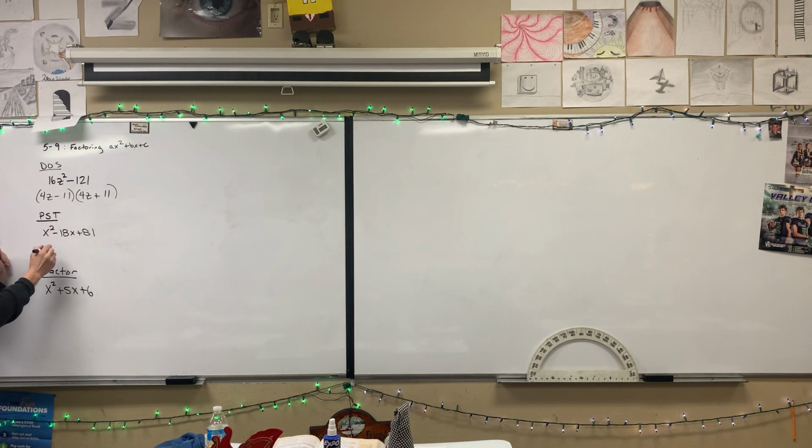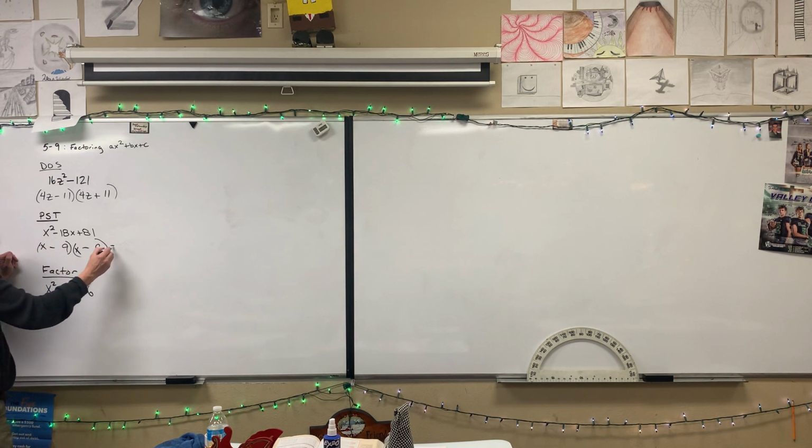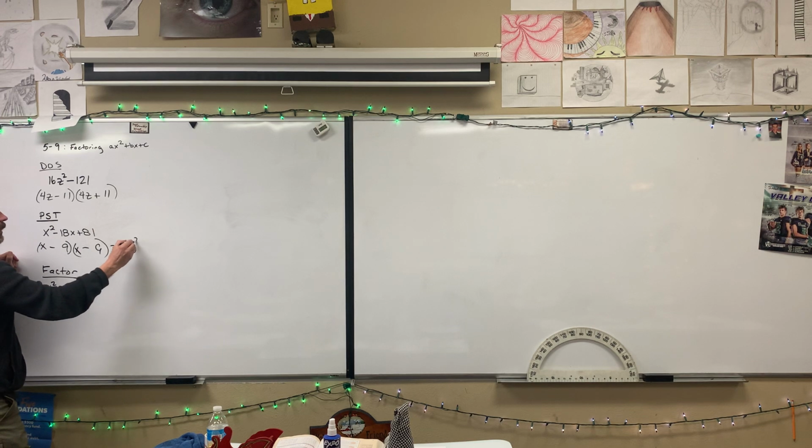You just do the DOS. Here, what's interesting, this is a perfect square trinomial because you say x and x, and then what is 81? 9 and 9. And then it was minus, minus, right? So you could rewrite that as x minus 9 squared.